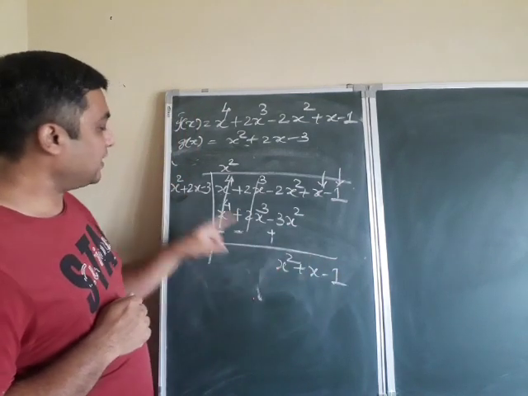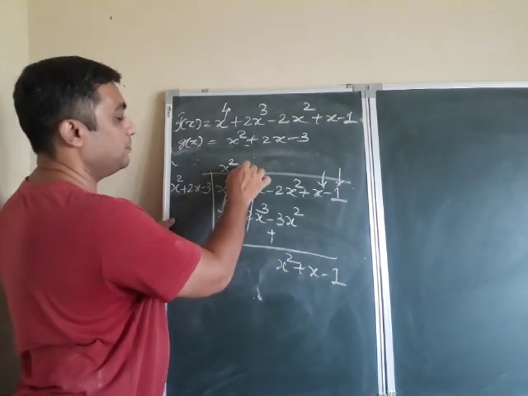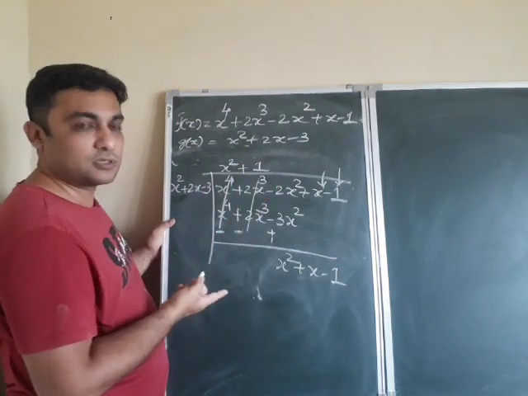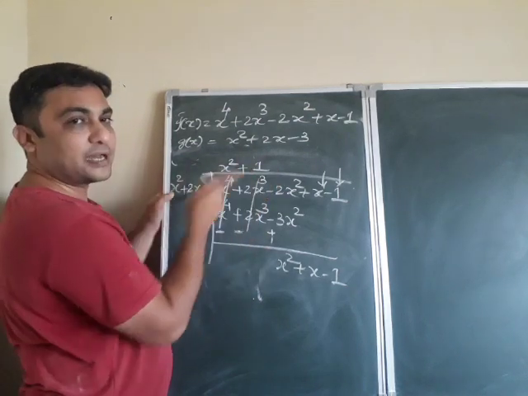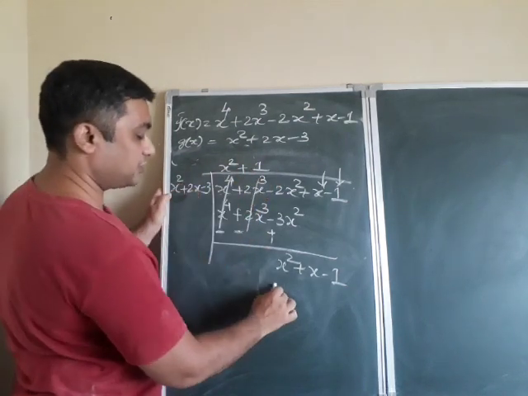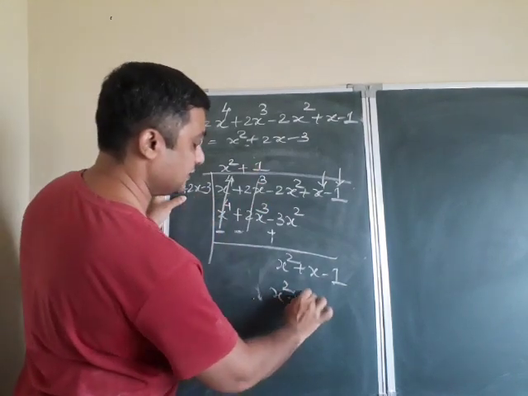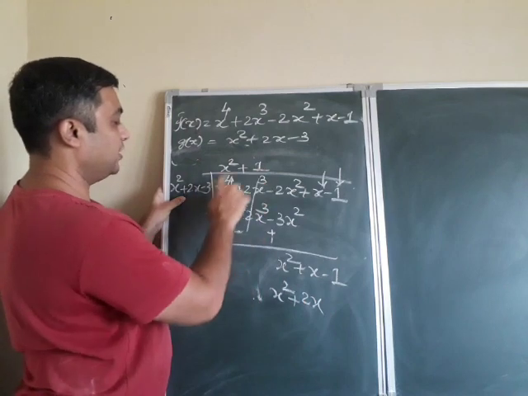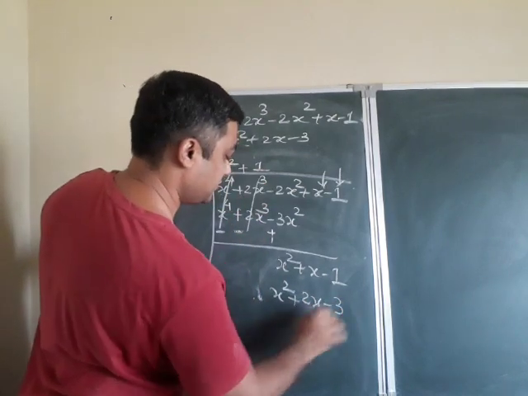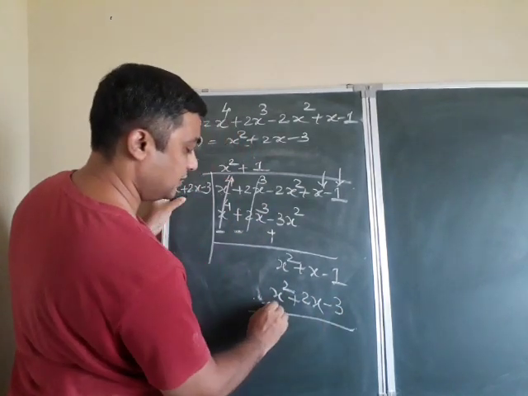Now here is x square and here is x square. So which number would be inserted here? Plus 1. X square divide x square, that is 1. So 1 into x square, that is x square. 1 into 2x, that is 2x, and 1 into minus 3, that is minus 3.